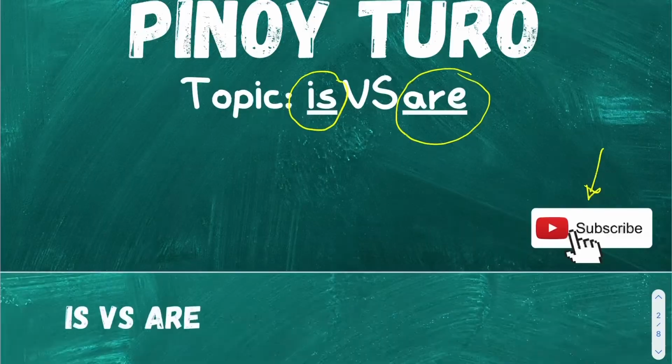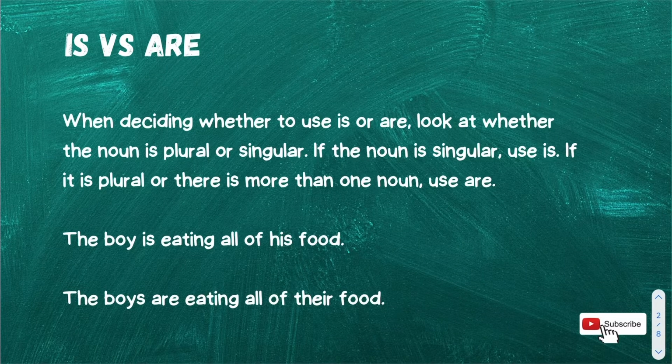Simulan na tayo. When deciding whether to use is or are, look at whether the noun is plural or singular. If the noun is singular, use is. If it is plural or there is more than one noun, use are. Examples: the boy is eating all of his food. Next, the boys are eating all of their food.